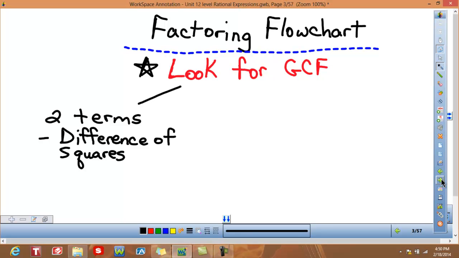After we look for a GCF, if one can be pulled out, we can look to see if there are two terms and if those terms are a difference of two squares. If they are, we use the formula a squared minus b squared equals a plus b times a minus b.